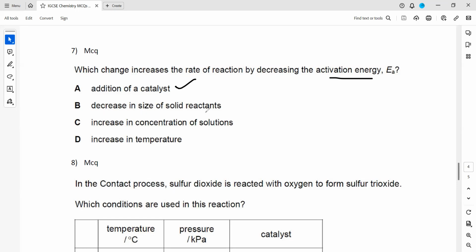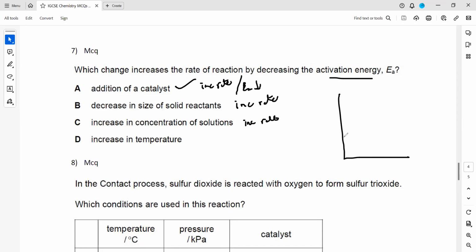Decrease in the size of the particles of a solid reactant will increase the rate, but it will not change the activation energy. Increasing the concentration will also increase the rate, but how does it increase the rate? Not by lowering the activation energy.